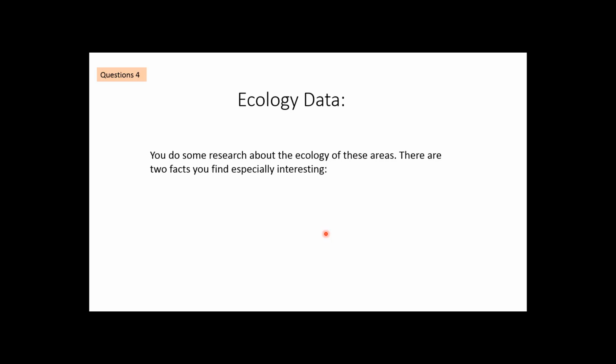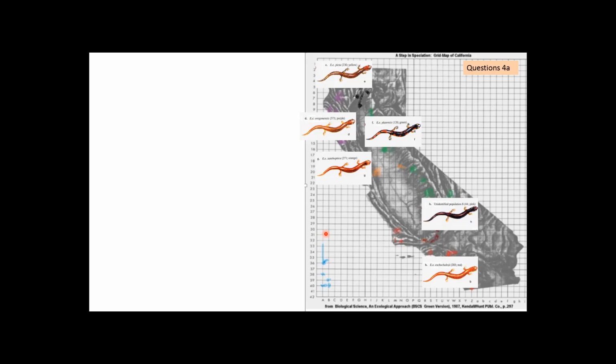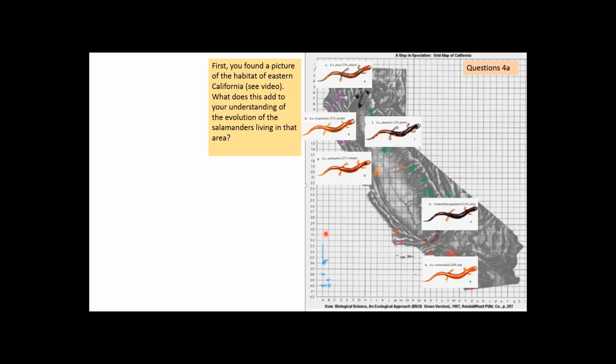All right, ecological data. You do some research about the ecology of these areas. There are two facts that you find especially interesting. First, you found a picture of the habitat of Eastern California, and this is the video that's showing that. What does this add to your understanding of the evolution of the salamanders living in that area?